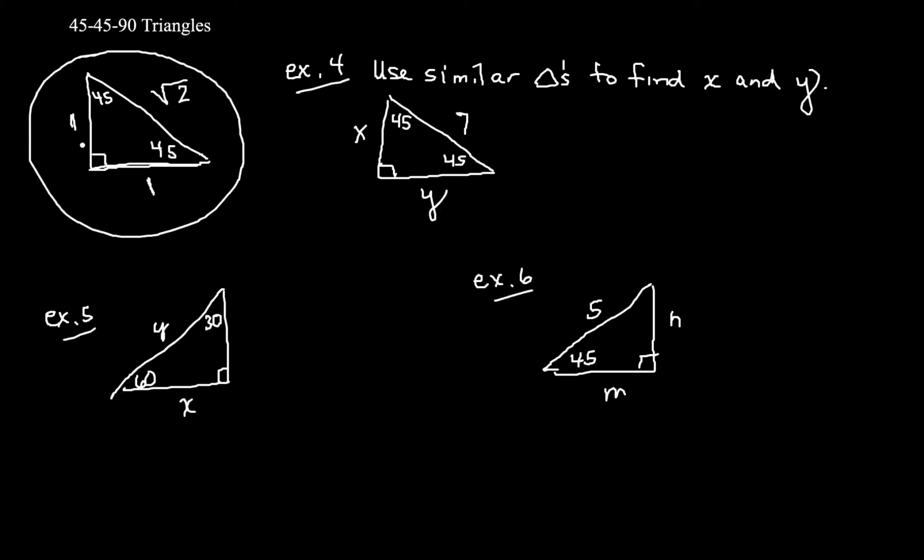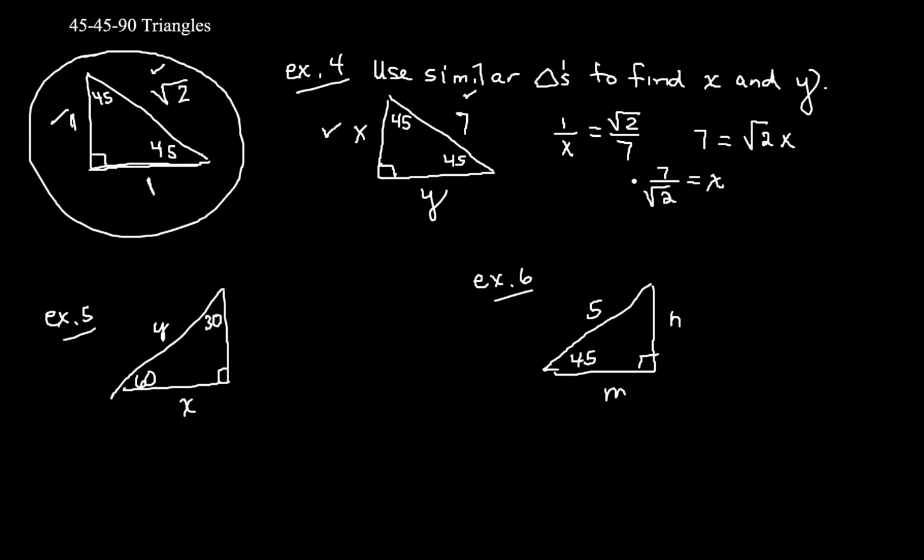So if we're going to do the ratio, we would do this one over this one. So it'd be 1 over x equals this one over this one, so the square root of 2 over 7. And then you can cross multiply. So you get 7 equals square root of 2 times x. And then you would get 7 over the square root of 2. We divide both sides by the square root of 2 equals x.